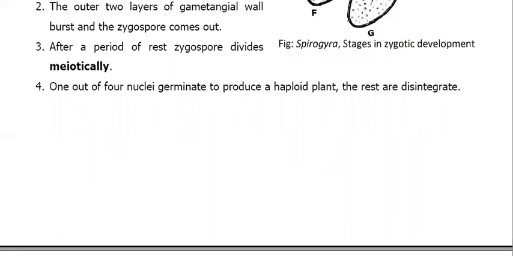Meiotic means that further division occurred and the genetic material of the zygospore is split into half. That is known as the 1n. One out of 4 nuclei germinates to produce the haploid plant. The rest disintegrate.